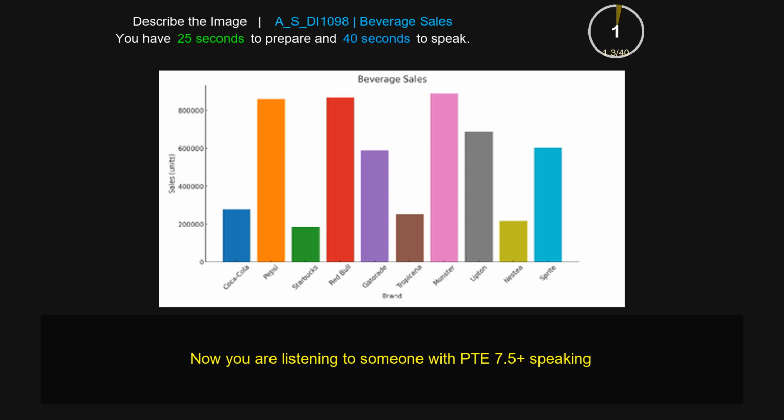The image describes vital information about beverage sales. Moreover, here we can see a bar chart with colorful lines. Apart from that, from the picture, we can describe that there are two different categories mentioned: sales in units and different beverages. Here, different beverages are mentioned such as Coca-Cola, Pepsi, Starbucks, Red Bull, etc. Apart from that, from the image, we can describe that the highest elements are Pepsi and Red Bull. Moreover, we can see that the lowest element is Starbucks.